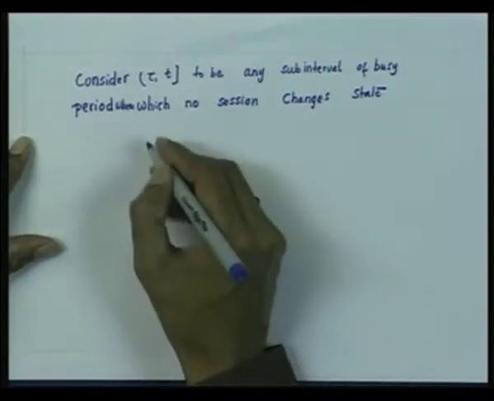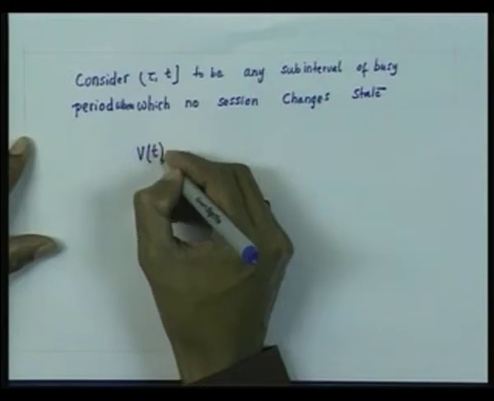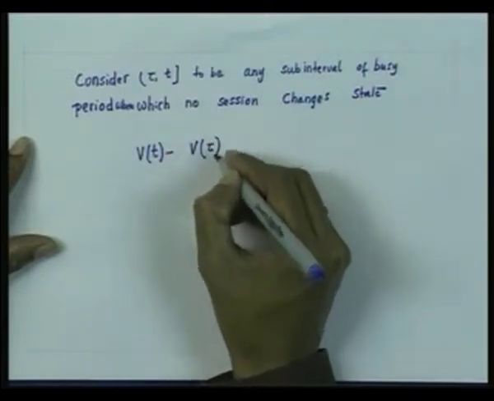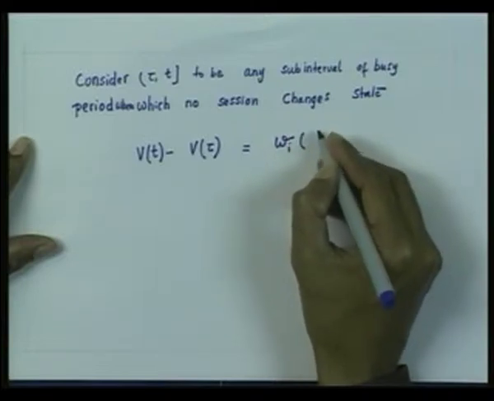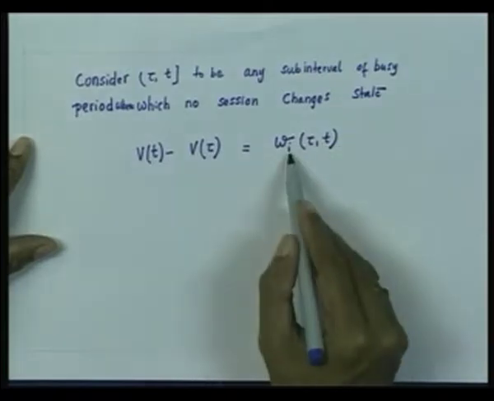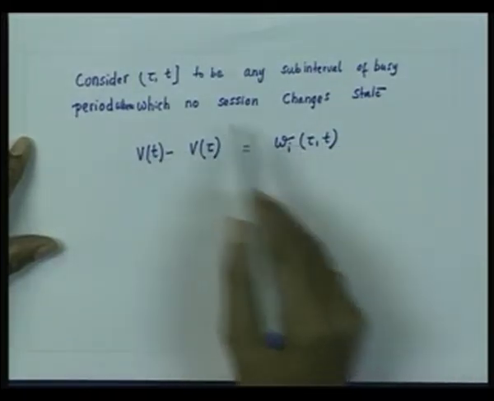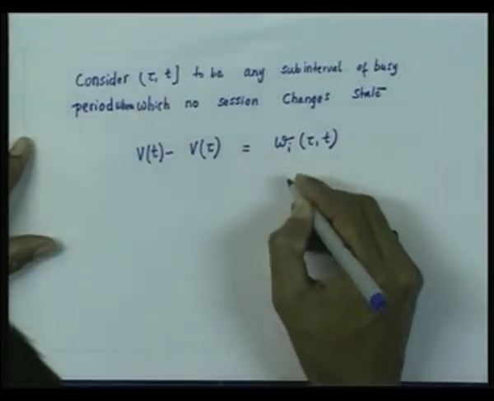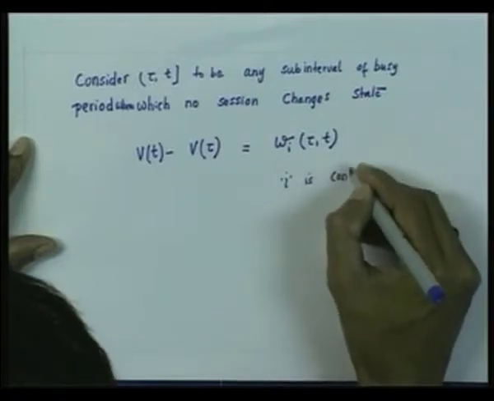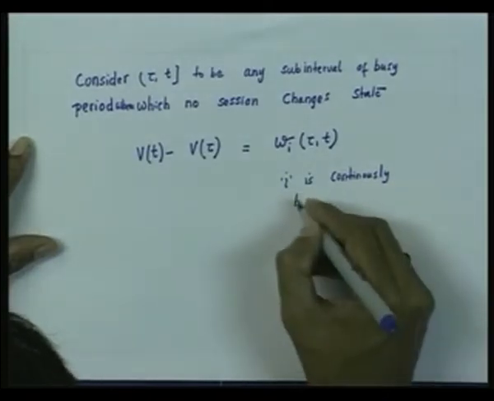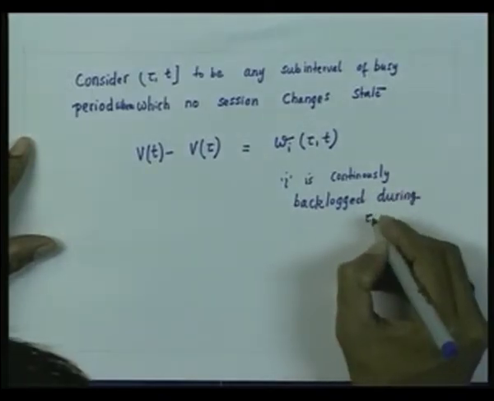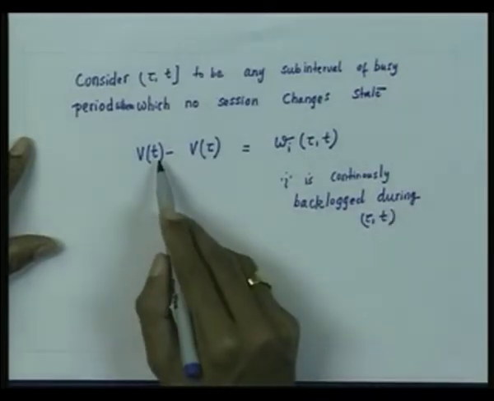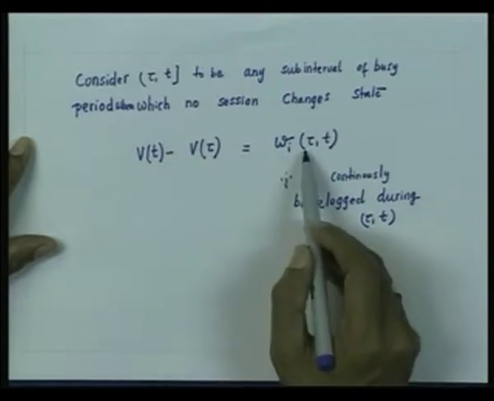If that is so, then by definition we know that V(t) minus V(tau), the difference of the virtual time, is equal to the normalized service received by session i, where session i is continuously backlogged during the interval tau to t. So we have seen that the change in the virtual time of the system is equal to the normalized service received by session i, which is a backlogged session.